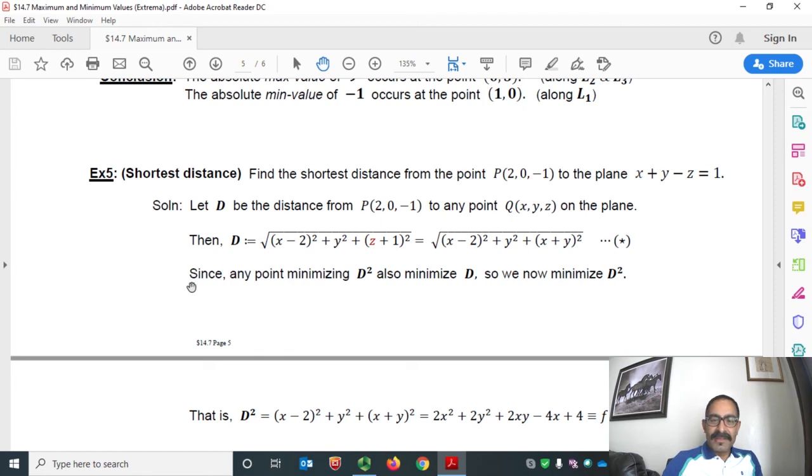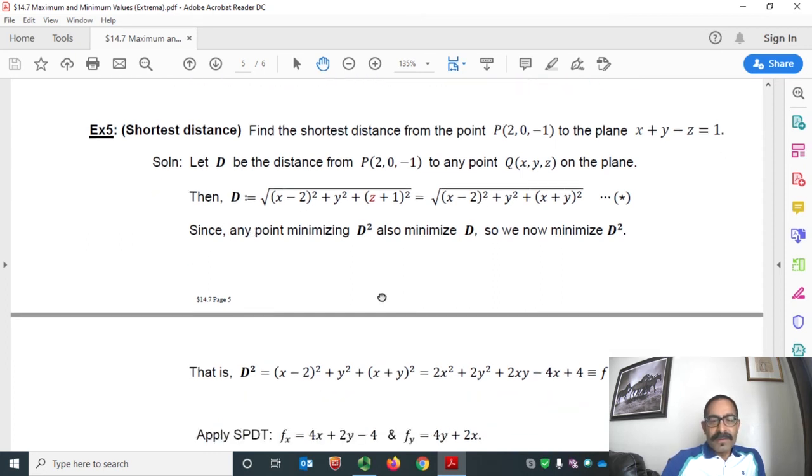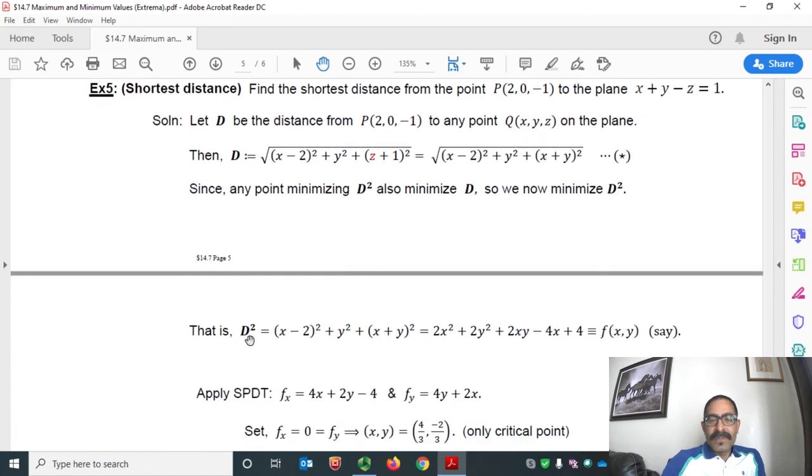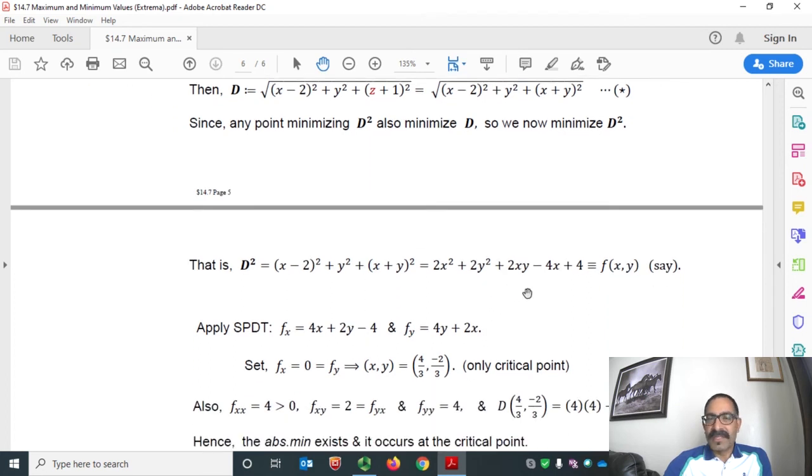The idea here, since any point which minimizes d squared also minimizes d, it's easier for us to find the derivatives without this radical. So let's square and minimize that d squared. We square here, d squared, and we FOIL this square and simplify. And let's assume this d squared is f(x,y), then it's easier for us notation-wise to find the derivatives. I hope this assumption makes sense to you all.